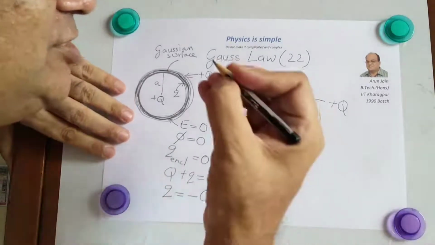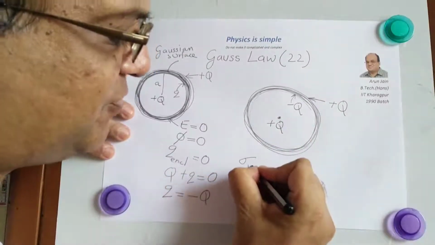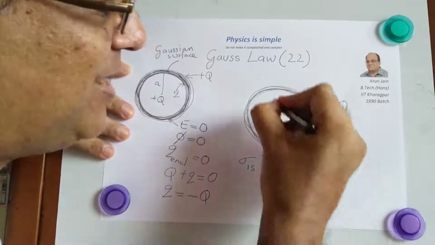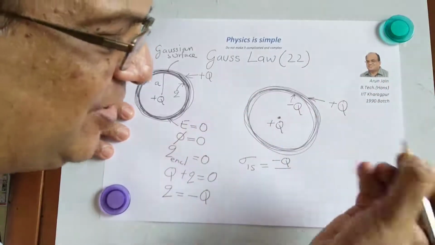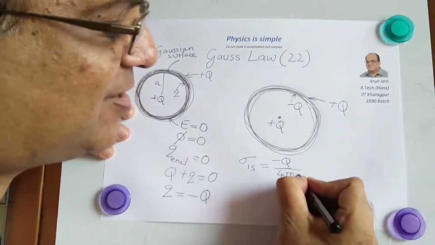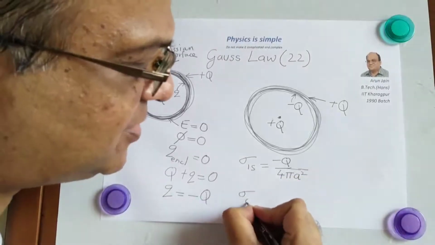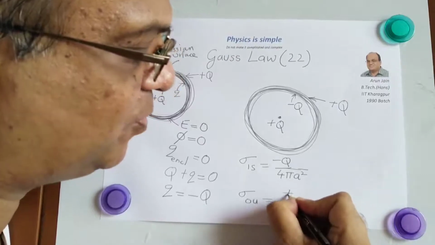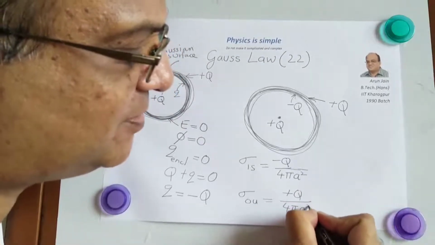Therefore, the charge per unit area on the inner surface will be equal to minus Q by the surface area of this sphere, inner and outer almost the same here, so by 4 pi a square. And the surface charge density on the outer surface will be plus Q divided by 4 pi a square.